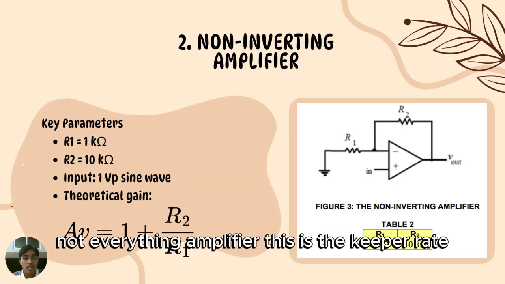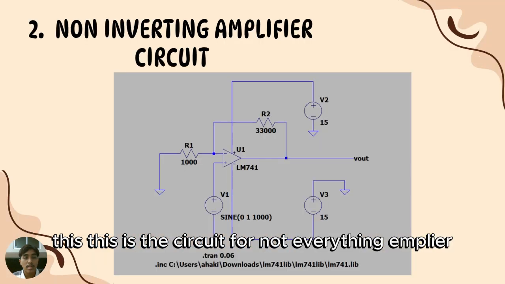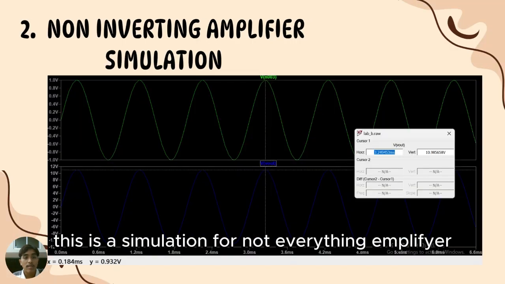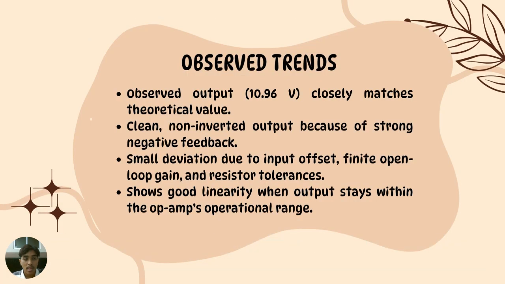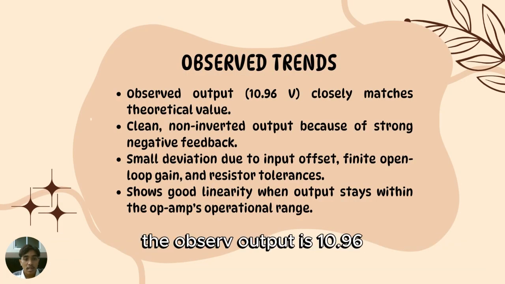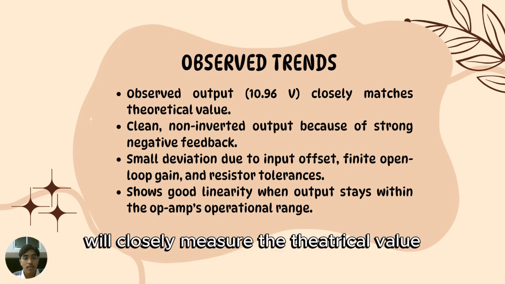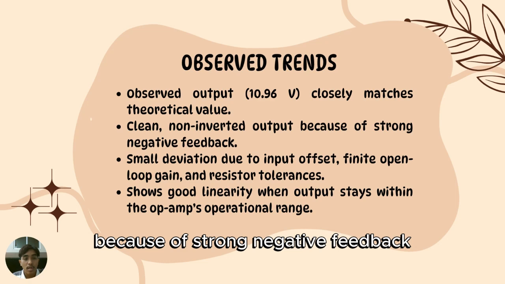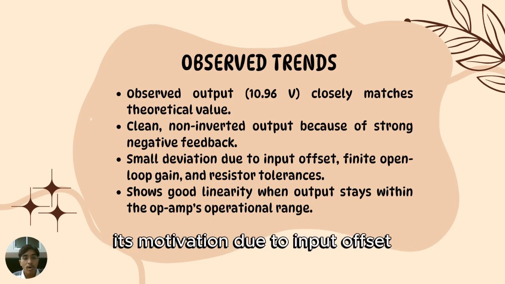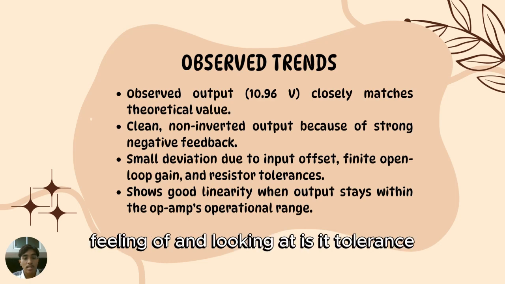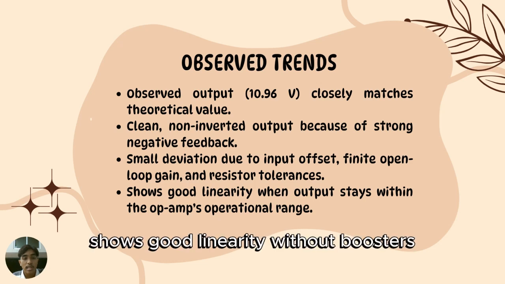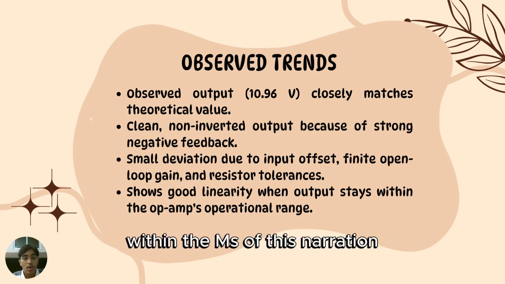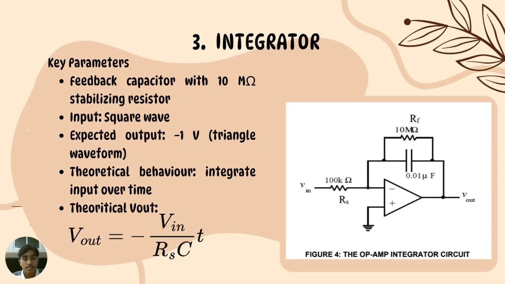Non-inverting amplifier. These are the key parameters. This is the circuit for the non-inverting amplifier. This is the simulation for the non-inverting amplifier. The observed output is 10.96 volt, closely matching the theoretical value. Clean, non-inverted output because of strong negative feedback. Small deviation due to input offset, finite open loop gain, and resistor tolerance. Shows good linearity when the output stays within the op-amp's operational range.